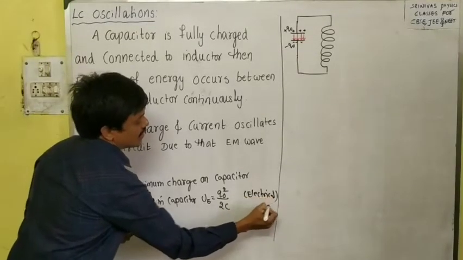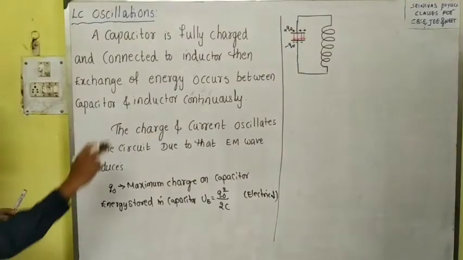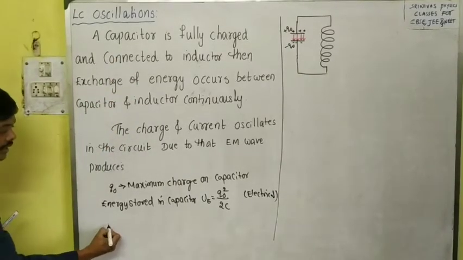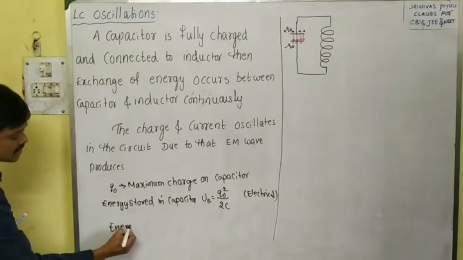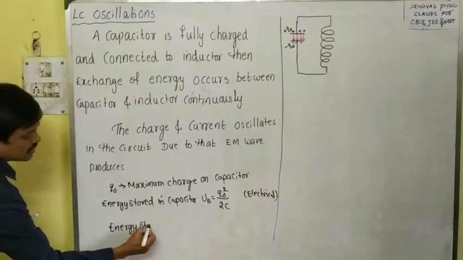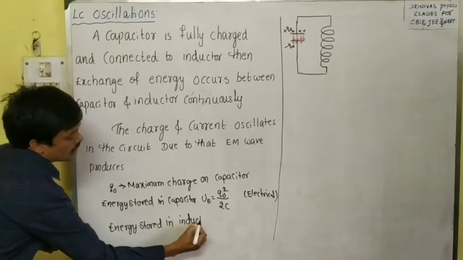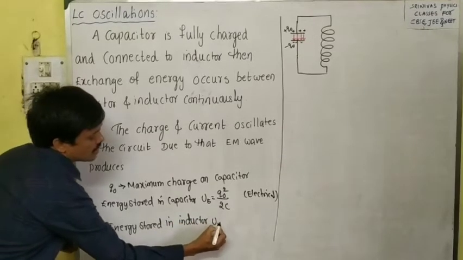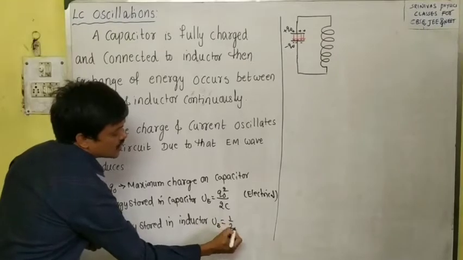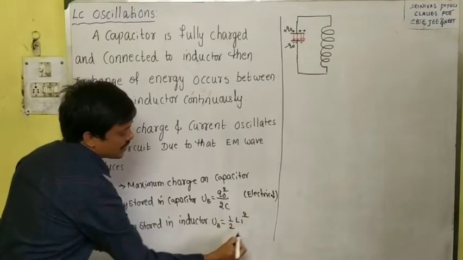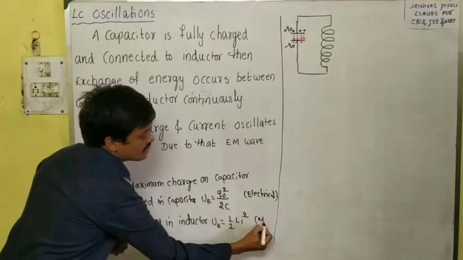And then if some current i passes through the inductor, the energy stored in the inductor, that is the magnetic energy stored, has the formula half Li square. This is the magnetic energy.